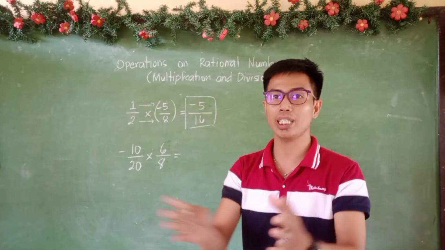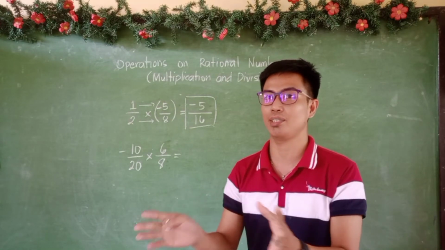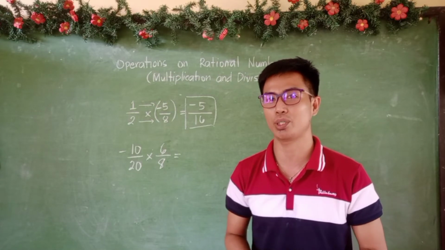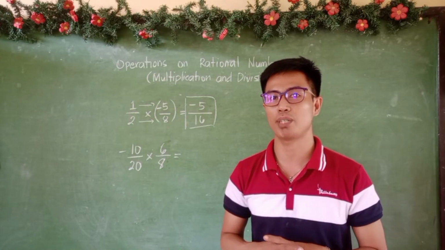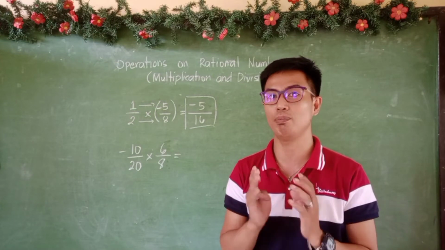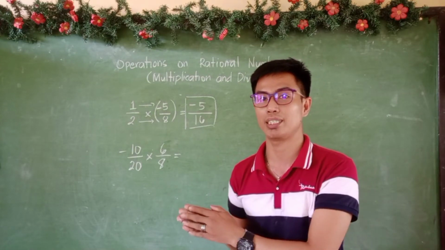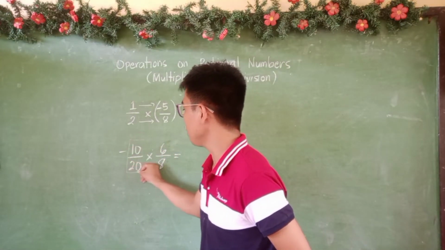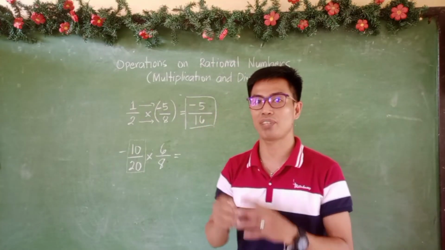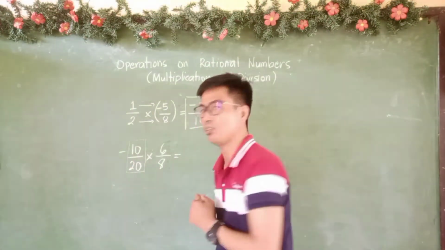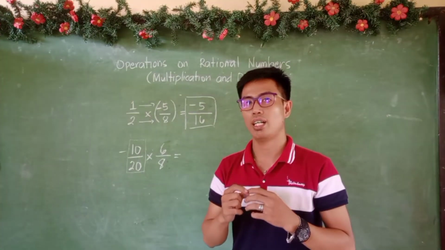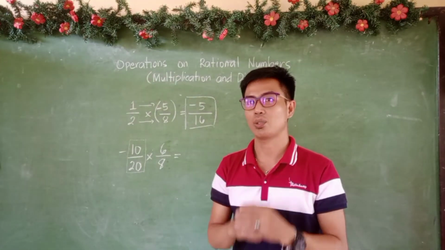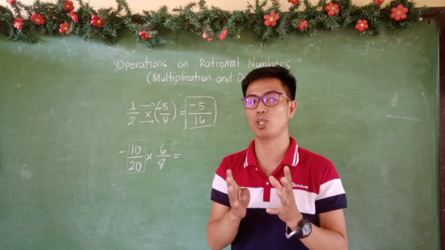So wag niyo muna siyang i-multiply, lalo na kung ganyan kalalaki yung mga number. Kasi there are instances na pwede tayong mag-cancel. So we're going to use the cancellation property. Ano po yung ibig sabihin ng cancellation property? So pwede kayong mag-lowest term muna bago kayo mag-multiply. So how are we going to do that? So first is, tignan niyo muna kung pwede pang masimplify yung fraction. So we have 10 over 20. So anong number yung pwedeng i-divide sa 10 at sa 20? So as you can see, 10 and 20 are both divisible by 10.